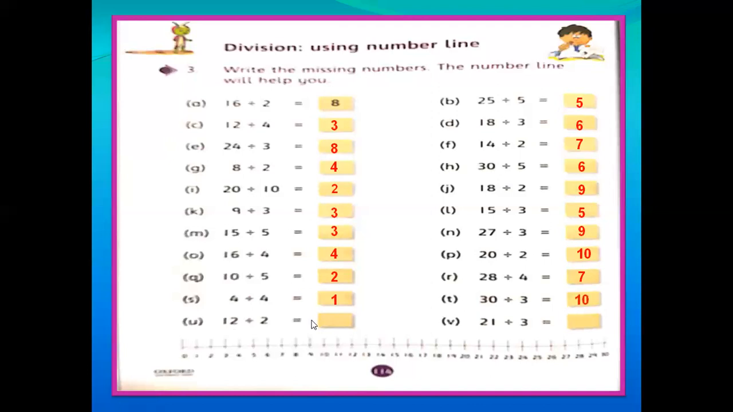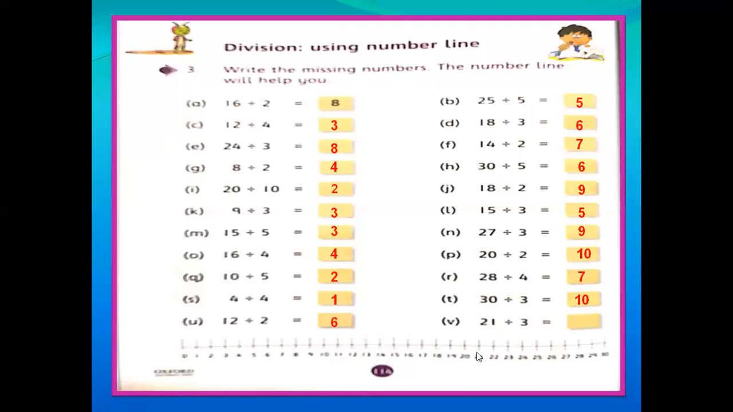12 divided by 2. 2 ones are 2, 2 twos are 4, 2 threes are 6, 2 fours are 8, 2 fives are 10, 2 sixes are 12. So 12 comes when we multiply 2 with 6. So it means the answer is 6.